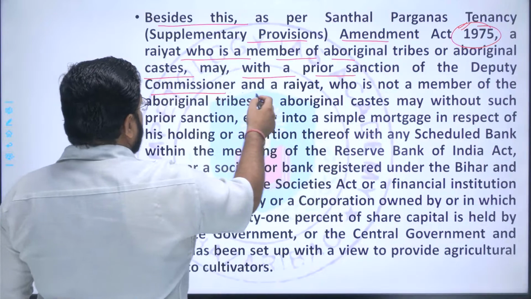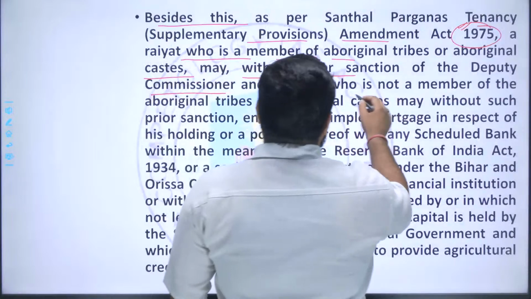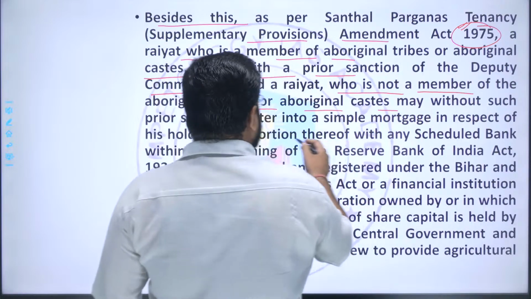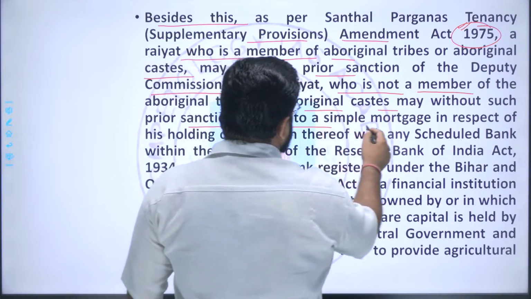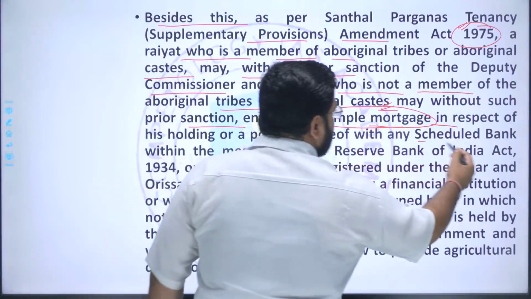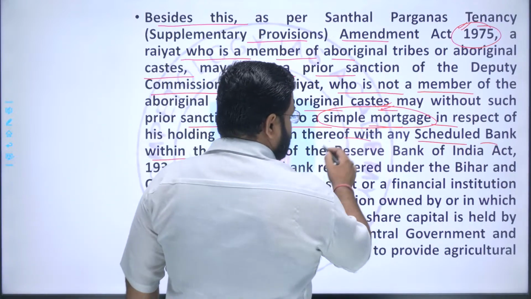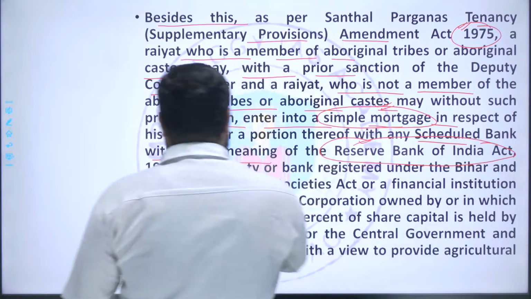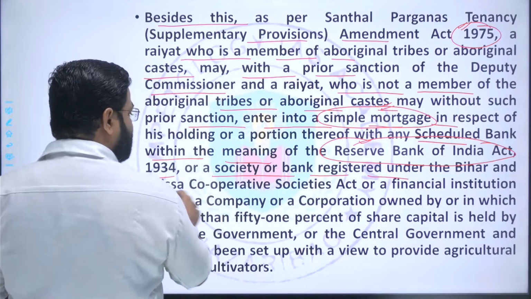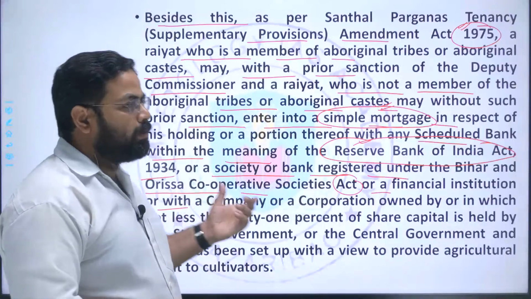the DC, and a Rayyat who is a member of the Aboriginal tribe or Aboriginal caste may, without such prior sanction, enter into a simple mortgage in respect of his holding with scheduled commercial banks, within the meaning of the Reserve Bank of India Act 1934, or any society or bank registered under the Bihar and Odisha Cooperative Societies Act, or a financial institution which is owned by the government.